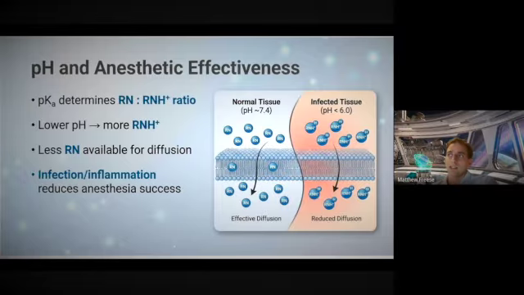pH and anesthetic effectiveness: this is where infections come into play. Lower pH shifts the equilibrium toward the charged form. That means less RN is available to cross the nerve sheath, so anesthesia is less effective. If you ever see an INBDE question asking why anesthesia failed in infected tissues, this is the answer.